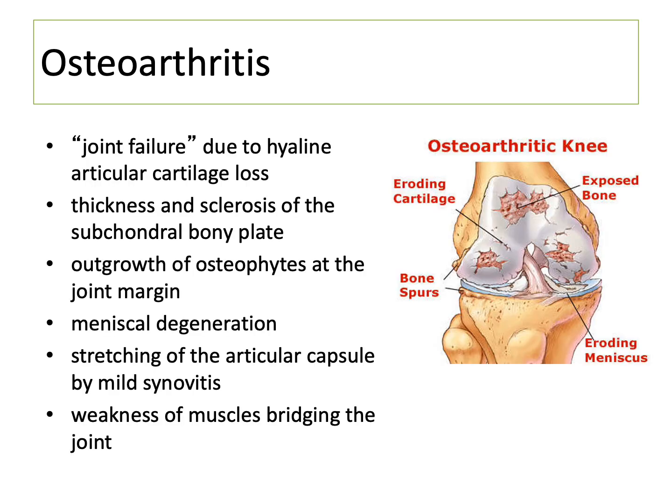Osteoarthritis is a joint failure in which all structures of the joint undergo pathologic change. It primarily affects the hyaline cartilage, and a prerequisite for joint failure is hyaline articular cartilage loss. This is accompanied by thickening and sclerosis of the subchondral bony plate, outgrowth of osteophytes at the joint margin, meniscal degeneration, and stretching of the articulations in the joint.